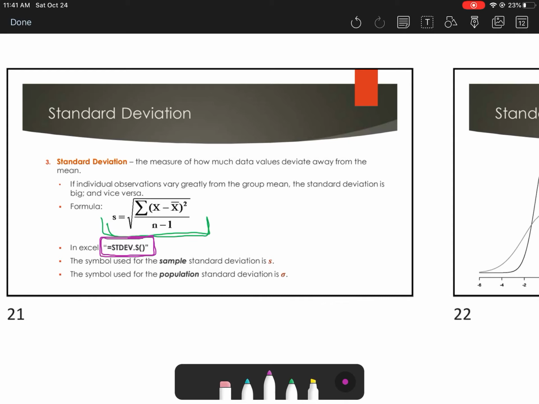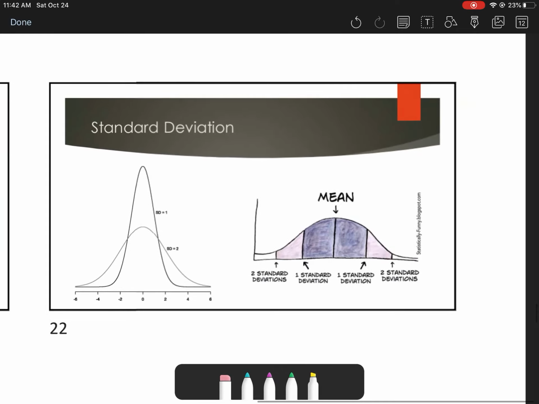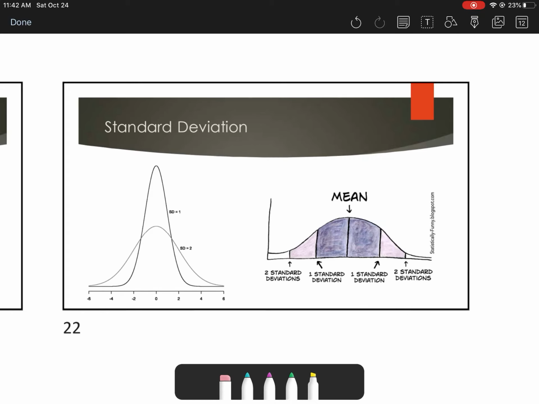here is my formula. And then the symbol used for sample standard deviation is S, and the symbol used for population standard deviation is sigma. Again, you will have to know the difference between those two. Standard deviation, we'll go a lot more into this in Module 2, but that is how far away you are from the mean.